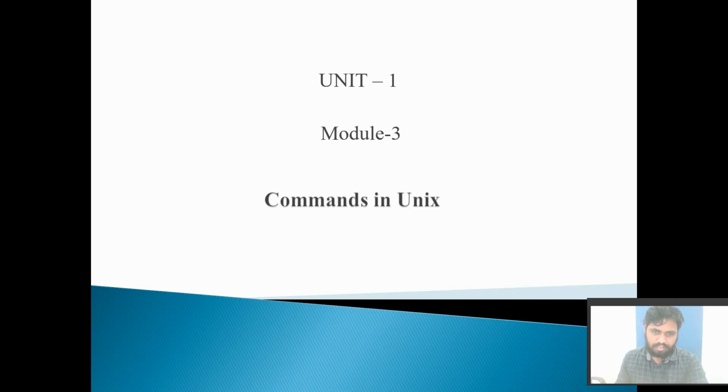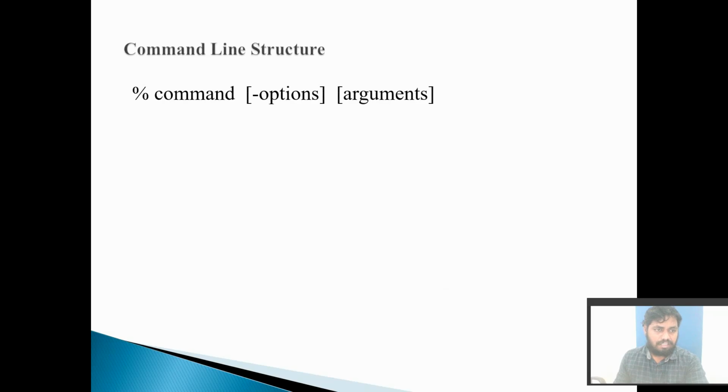The next topic is the command line structure. Commands also have a structure. The command line starts with the command prompt, followed by the command, followed by the option, and followed by the arguments. Command prompt: we have many shells, like Korn shell, Bourne shell, Bourne again shell, and so on. Each shell has one particular command prompt.